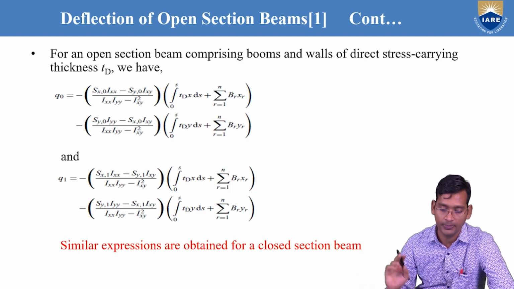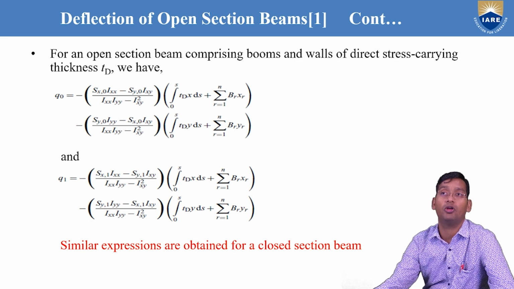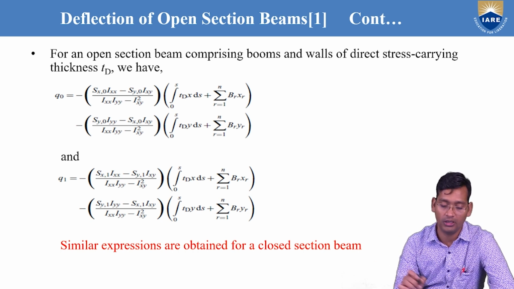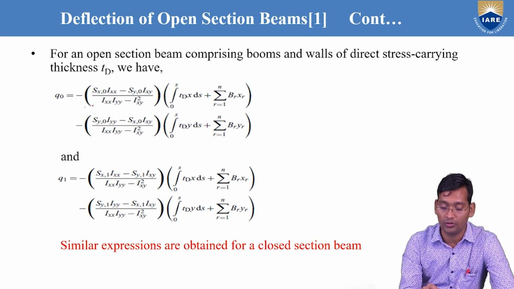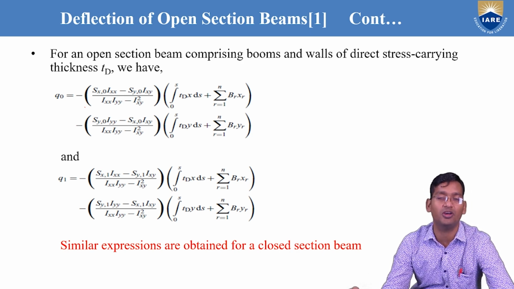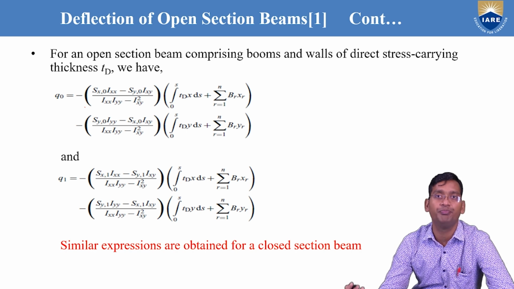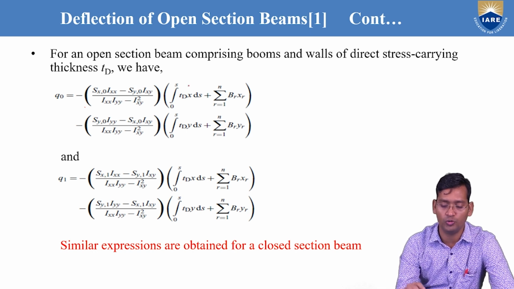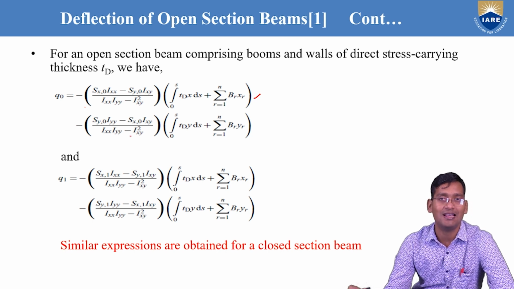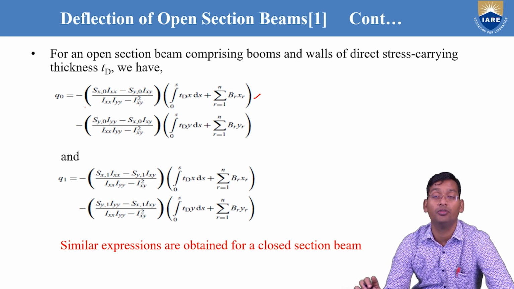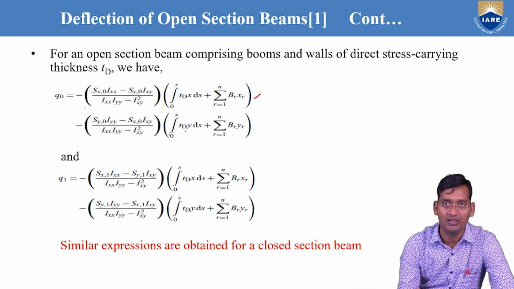So for an open section beam comprising booms and a wall of direct stress carrying thickness t_D, q0 we had already seen. q0 is Sx,0 Ixx minus Sy,0 Ixy by Ixx Iyy minus Ixy squared, multiplied by the integral from 0 to s of t_D x ds plus the sum over r equals 1 to n of B_r x_r, minus Sy,0 Iyy minus Sx,0 Ixy by Ixx Iyy minus Ixy squared, multiplied by the integral from 0 to s of t_D y ds.